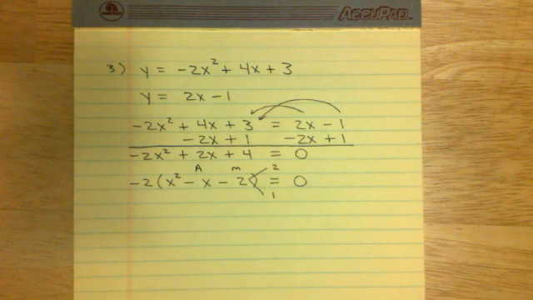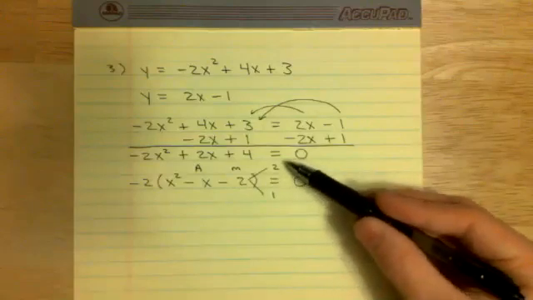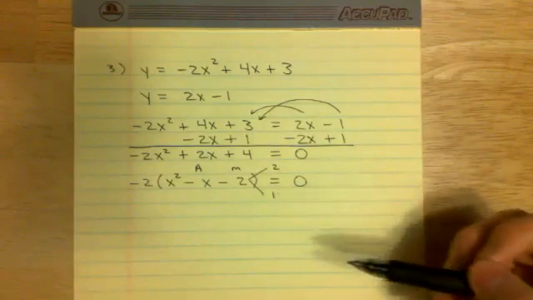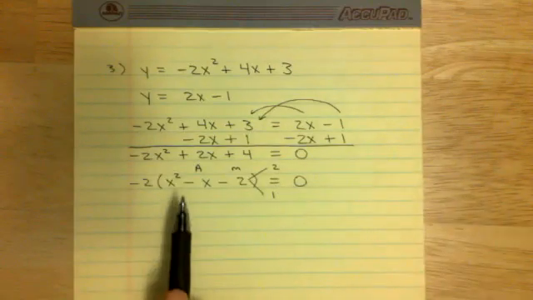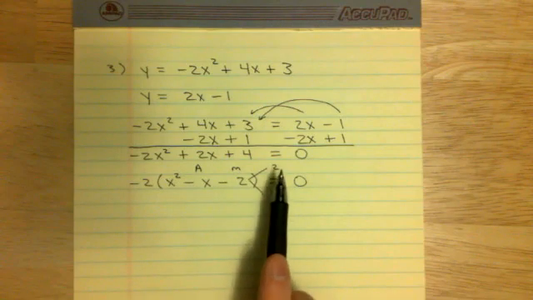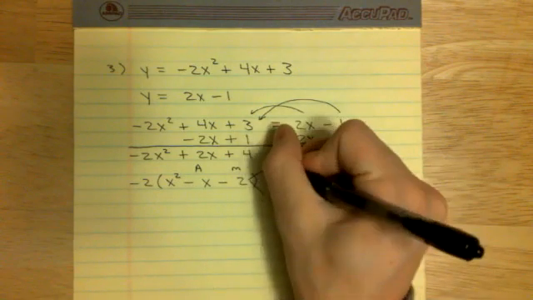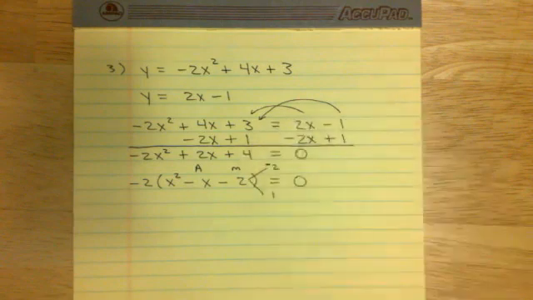2 times 1, but I'm multiplying to a negative number, right? So that means that one of these numbers right here has to be negative. And since I'm adding up to what? A -1, that means that the biggest number has to be negative. So I'm actually going to have -2 and +1.